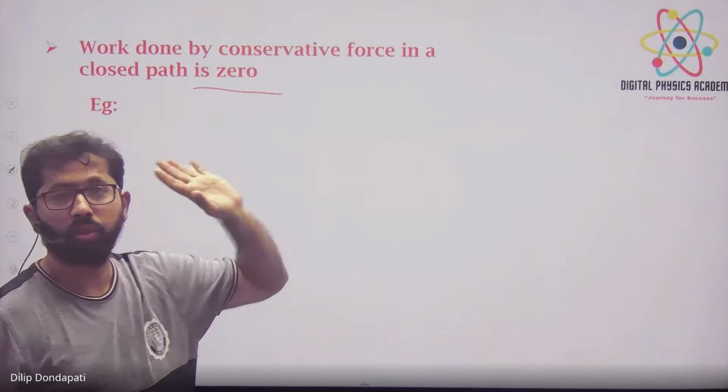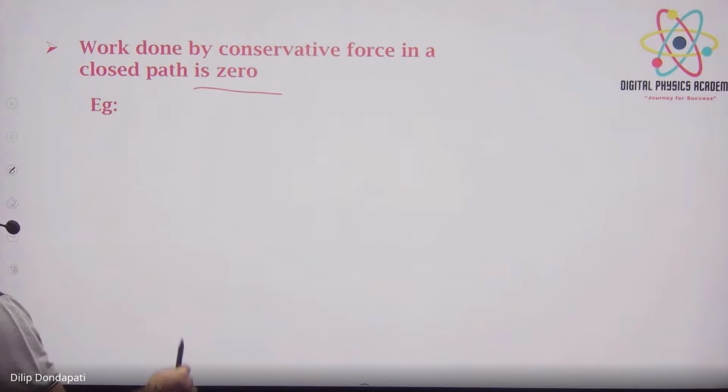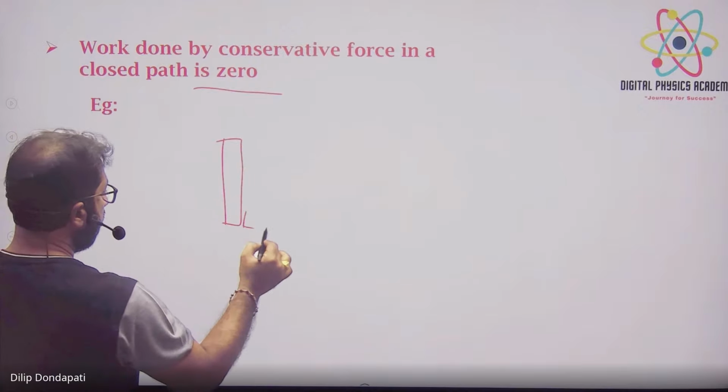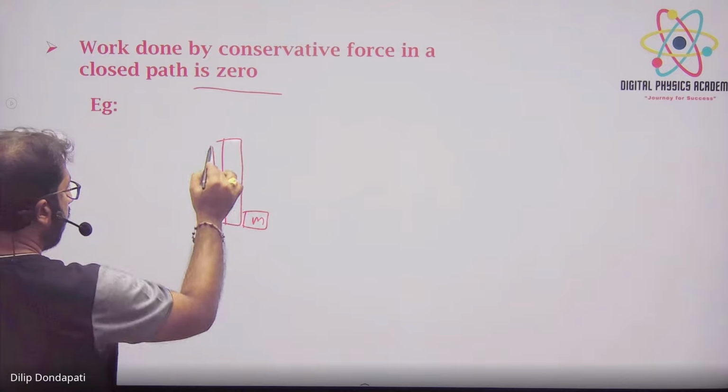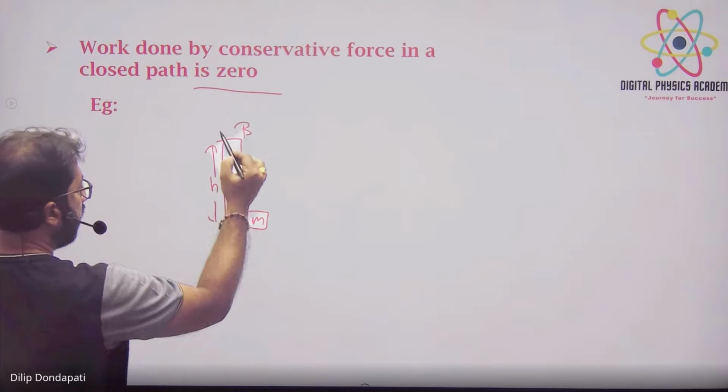work done by a conservative force in a closed path is always zero. In a closed path, work done is always 0. Okay. Example, you tell me, I want to bring, suppose there is a building, there is a mass m, a height h. Okay. I want to bring the object from here to here, A to B. Tell me how much work is done?